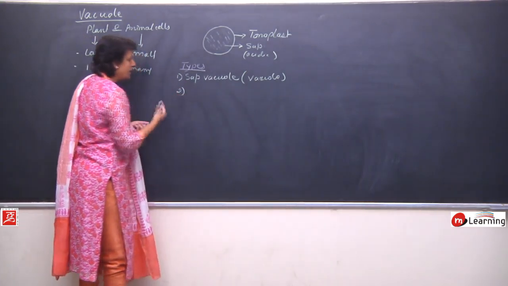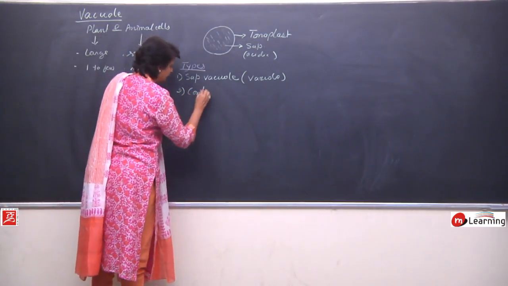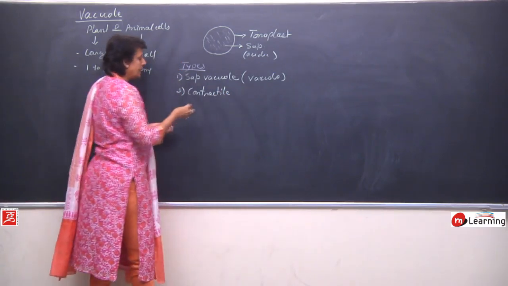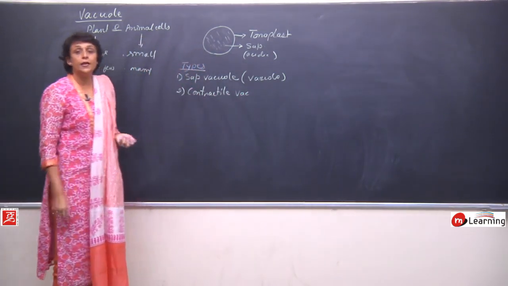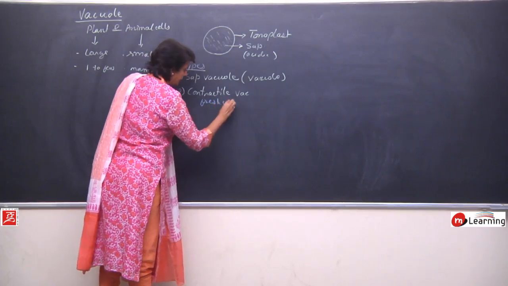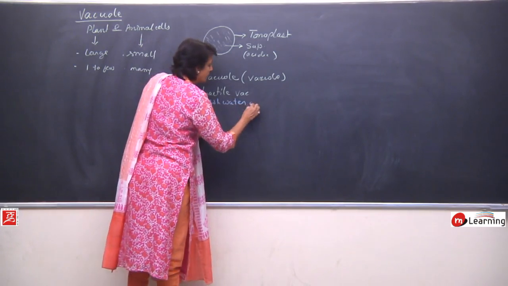The second type is known as contractile vacuoles. Contractile vacuoles are found in freshwater organisms, organisms like amoeba, for example.